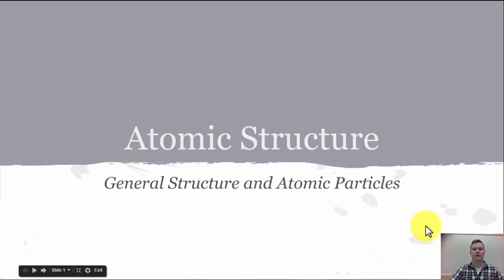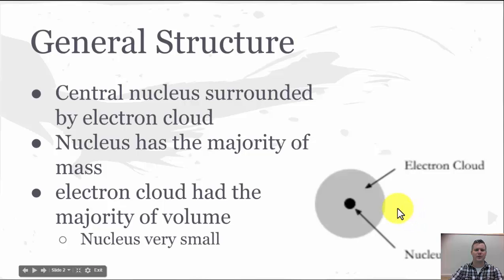Right, this is a quick talk about atomic structure, specifically the general structure of atoms and then the three basic atomic particles. The general structure of an atom is based on a nucleus and then an electron cloud. The nucleus is where the majority of the mass of an atom happens to exist. So in this picture here, it's the dot in the middle. Almost all of the mass, or at least the meaningful mass for us in chemistry class, is found in the center of the atom called the nucleus.